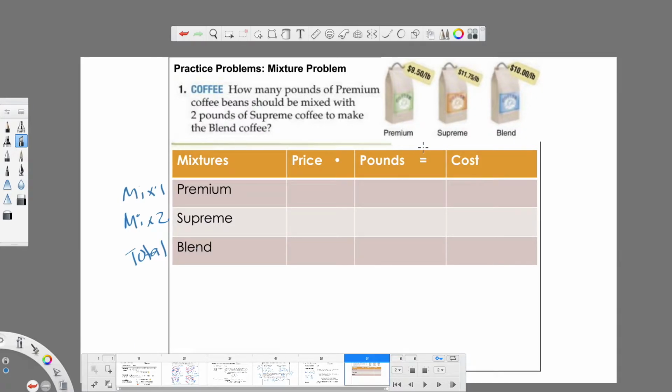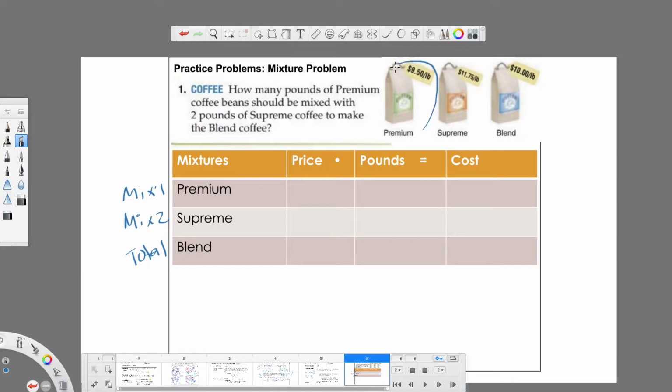So the reason I like this little table, it helps us set it up so that we have the correct equations here. So for this one, we have price times the number of pounds you buy is going to be your cost. So we want to set this up for each one real quick. I like to color code this, and I'll just leave this one blue.